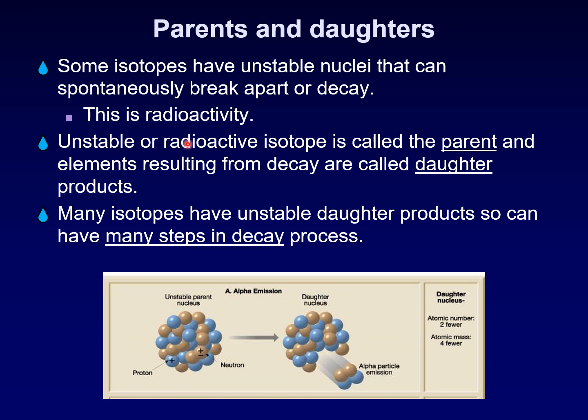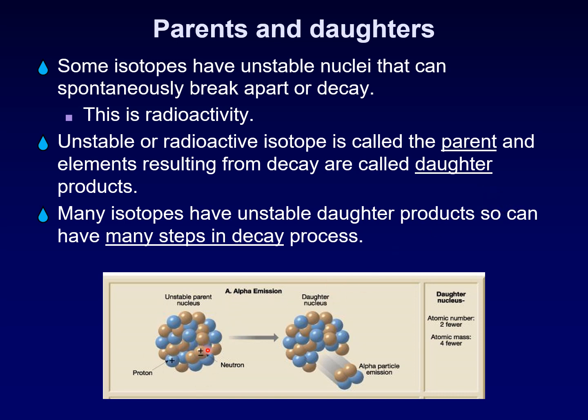And if you have an unstable or radioactive isotope, we call that the parent. So before it begins to decay, we call that the parent isotope. And then as it decays into another element, the resulting element after the decay, we call the daughter product. And many isotopes have unstable daughter products as well, so that process can continue in many steps of decay, right? So you might have something that was a parent that decays to a daughter, but then that daughter decays to another daughter, and that daughter decays to another daughter, and so on. So you can get this stepwise process.